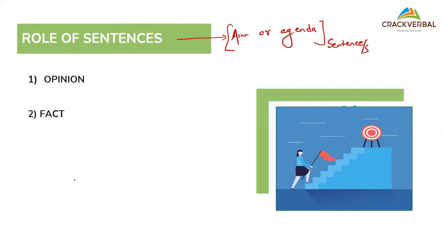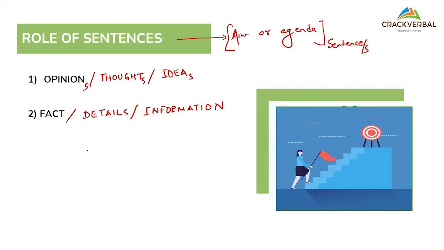So if you are a writer, you are writing something, every sentence, you agree, can have opinions. Opinion is nothing but my thought. It is an idea. So I will have sentences which are used to convey opinions, thoughts, and ideas for that matter. That is what can be my role. The second role is that every sentence can be a fact. So they can be details. They can be a piece of information.